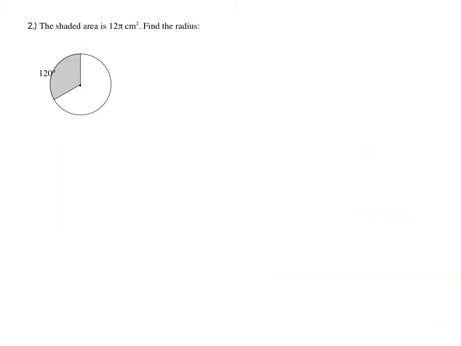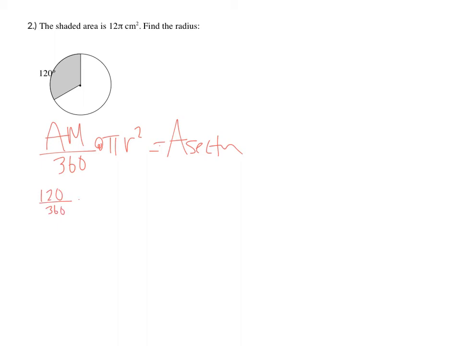All right, so here we have one where we're going to work backwards. We know the shaded area is 12 pi, and we are going to find the radius. Since this is a sector, let's go ahead and do our sector formula to help us remember that. We have arc measure over 360, that's our fraction, multiplied by pi r squared, which is the area of our circle, and that's going to give us the area of a sector. Okay, so the arc measure is 120, so 120 over 360, multiplied by, we don't know the radius, so we're just going to leave it as pi r squared, and that's going to equal 12 pi.